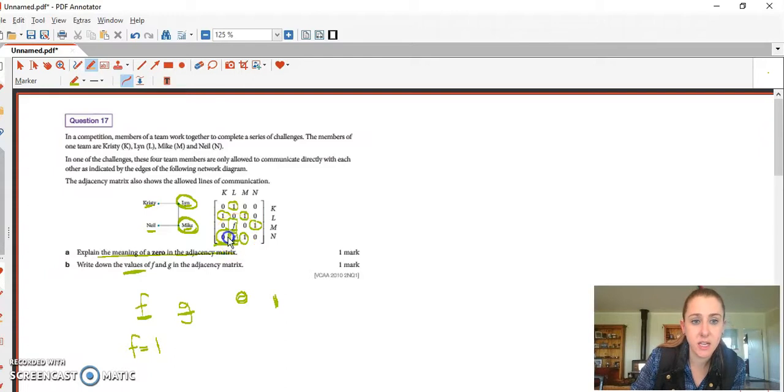Now this G, what is that talking about? Again, we're looking at Lynn and whether she can talk directly to Neil. Now there is no edge connecting these 2. There's no direct line of communication. So G is going to be equal to 0, because there is no edge joining the L and the N directly. So those are our 2 values there.